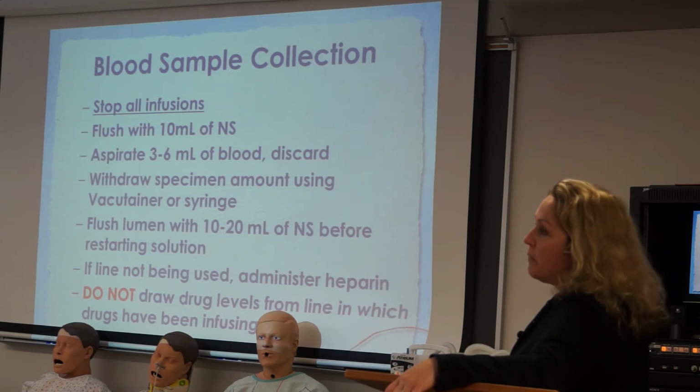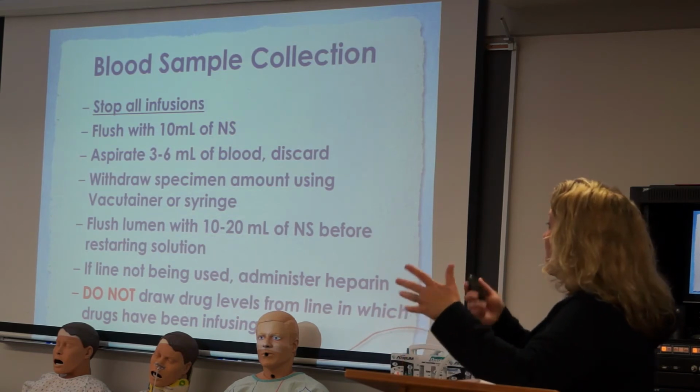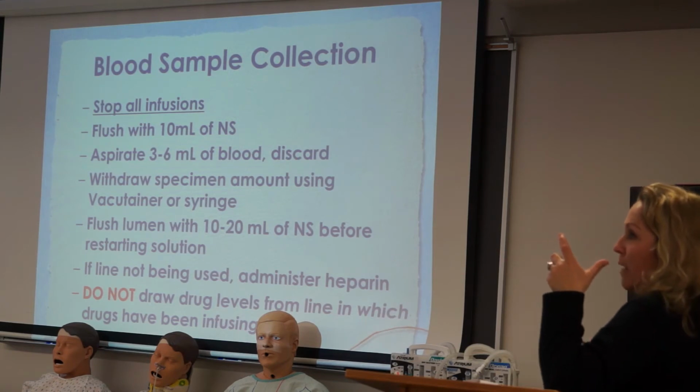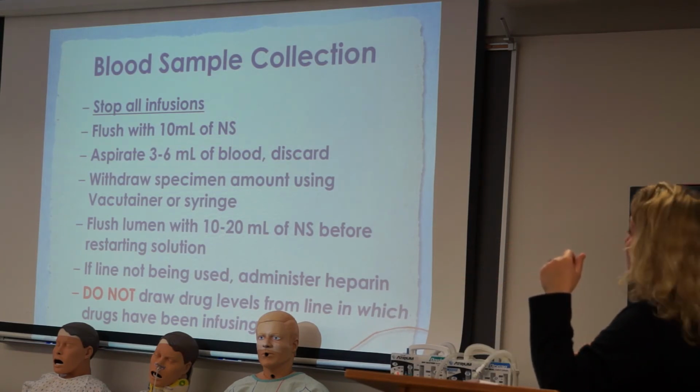Some people use a 10 ml syringe. They just Luer lock it on, draw back 10 mLs, unLuer lock it. Some people use a vacutainer, and then you can put your lab vial on the vacutainer, and the blood will just come out and fill up the vial.